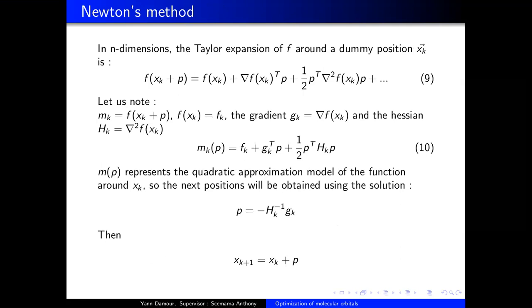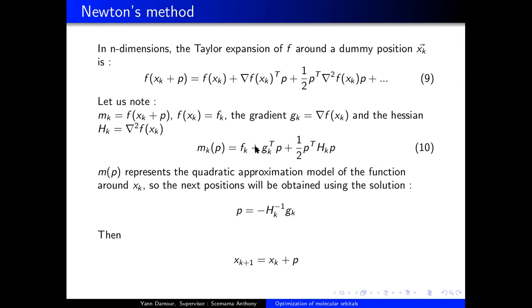In n dimensions, it's the same thing. We just have to do a Taylor expansion of f around a dummy position xk, and we obtain the same thing. We just have one difference. We use the transpose of the gradient and the transpose of our vector p.